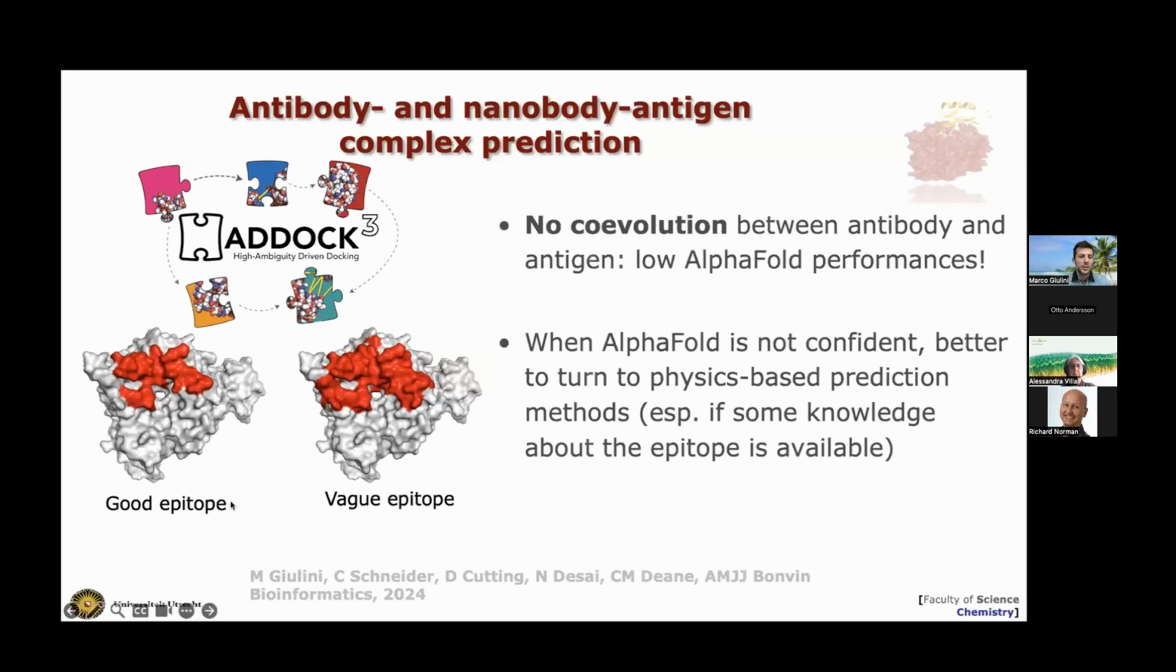Here you have two examples of experimental knowledge about the epitope. On the left, you have a very good knowledge of the epitope, so very good epitope mapping. This is something that is not really realistic in a standard situation, but maybe at the end of an antibody design campaign, this is something you may have. And on the right, this is a more vague definition of the epitope, in which you just know that the antibody is binding on a certain patch on the antigen, but nothing more than that.